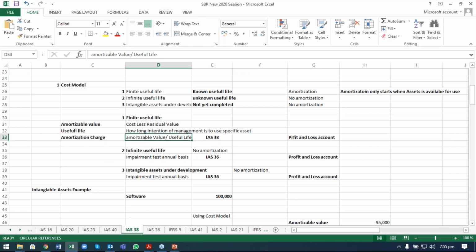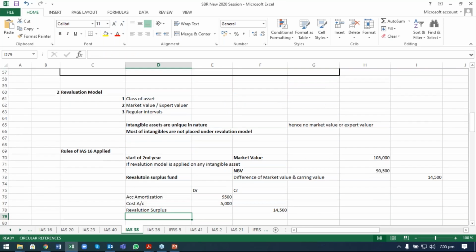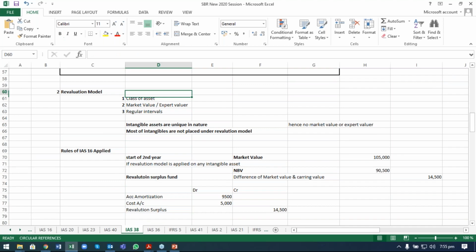Okay. Moving to the next one, intangible assets. The cost model is there, and I'm just moving to the revaluation model. For the application of the revaluation model, these three conditions must be met. First thing is, you cannot revalue a single asset on its own. You have to revalue the class of assets. Class of assets means any assets of the same nature should be revalued.